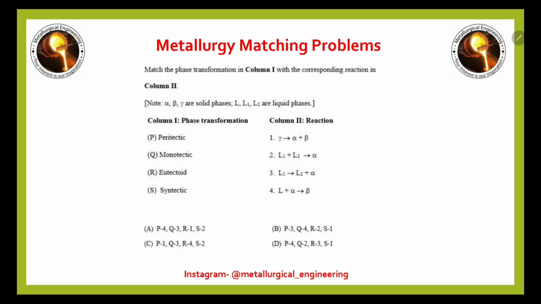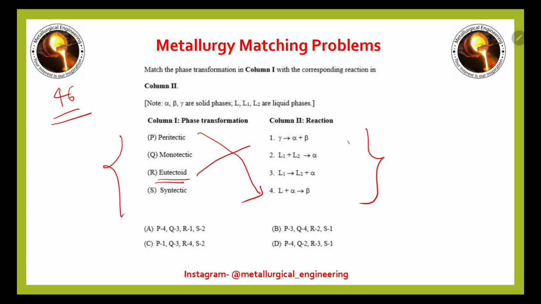The next problem is the 46th, in which we have to match these different phase transformations with the corresponding reactions. For peritectic, P is 4 here. The eutectoid we can match with this, so P4 Q1, P4 R1. We can see P4 here, R1 here. So this will be the right answer, A.